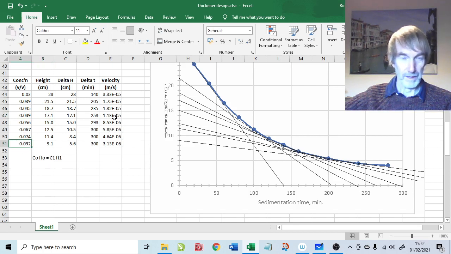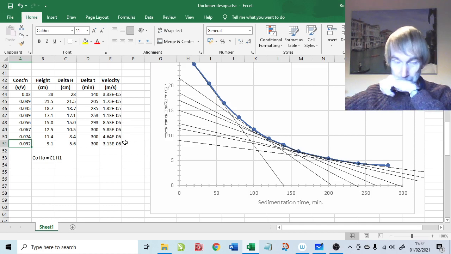You already just have a substantial amount of velocities at the lower concentrations. So that should cover us. That should cover us quite nicely there.